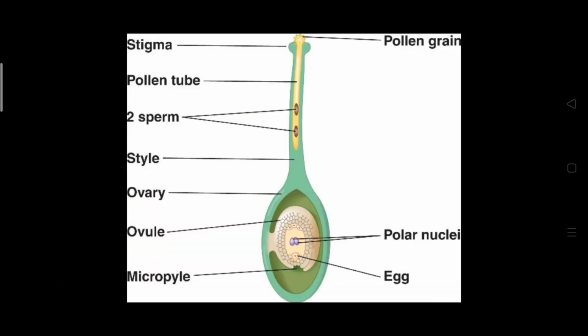Look at the picture of a carpel. In this carpel, it contains only one ovule. And that ovule contains a total of 8 cells. The middle cells are called polar nuclei. Two nuclei, so polar nuclei. And below you can see 3 cells are there. The middle cell is the female gamete or the egg cell.